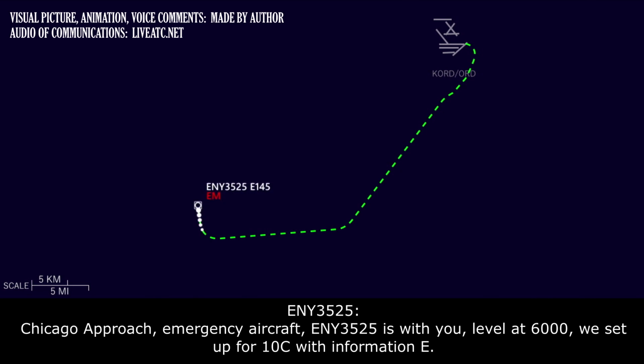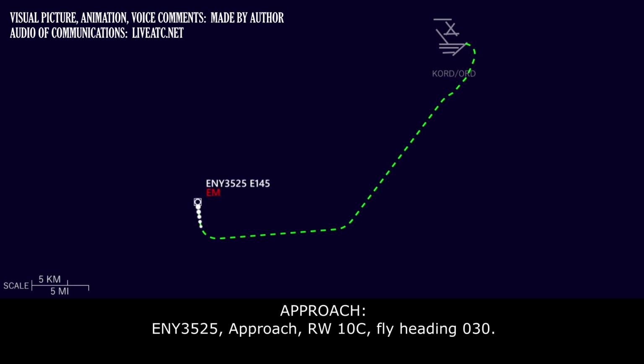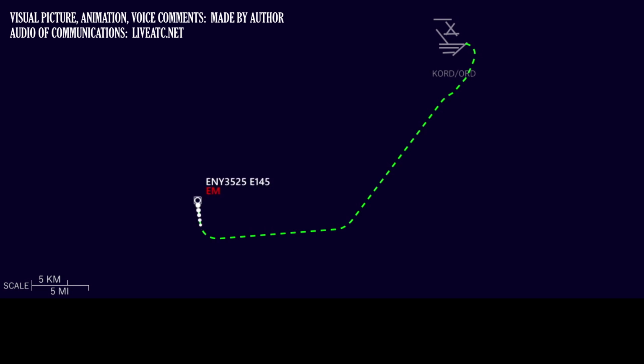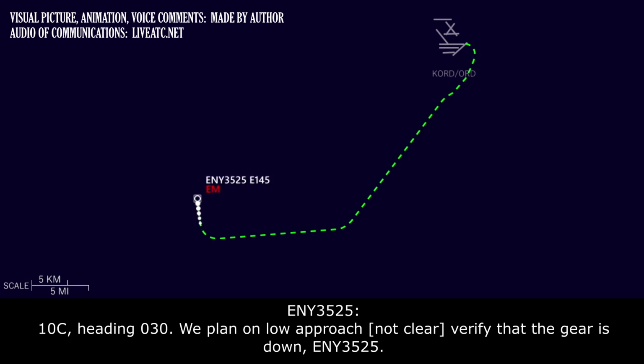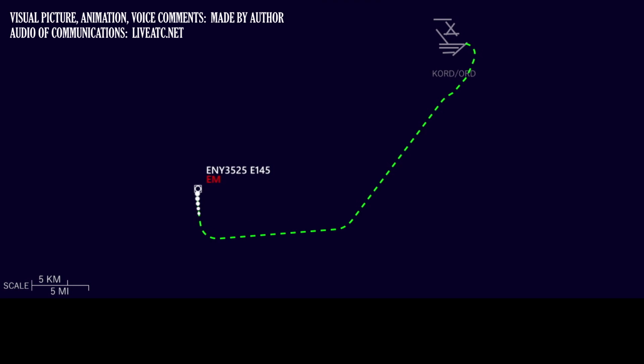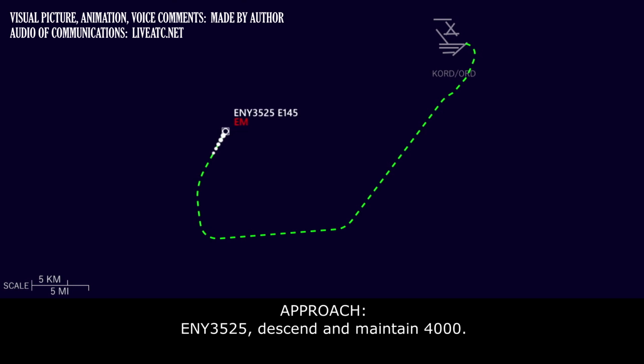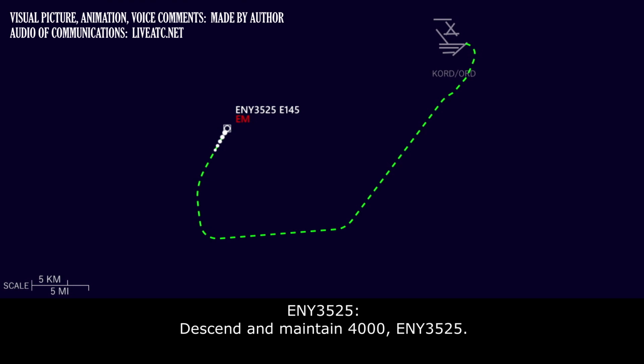We're set up for 10 center with information Echo. Envoy 3525, approach, runway 10 center, fly heading 030. 10 center, heading 030, and we plan our low approach to see if we can get somebody to verify that the gear is down, Envoy 3525. Envoy 3525, descend and maintain 4,000. Descend and maintain 4,000, Envoy 3525.